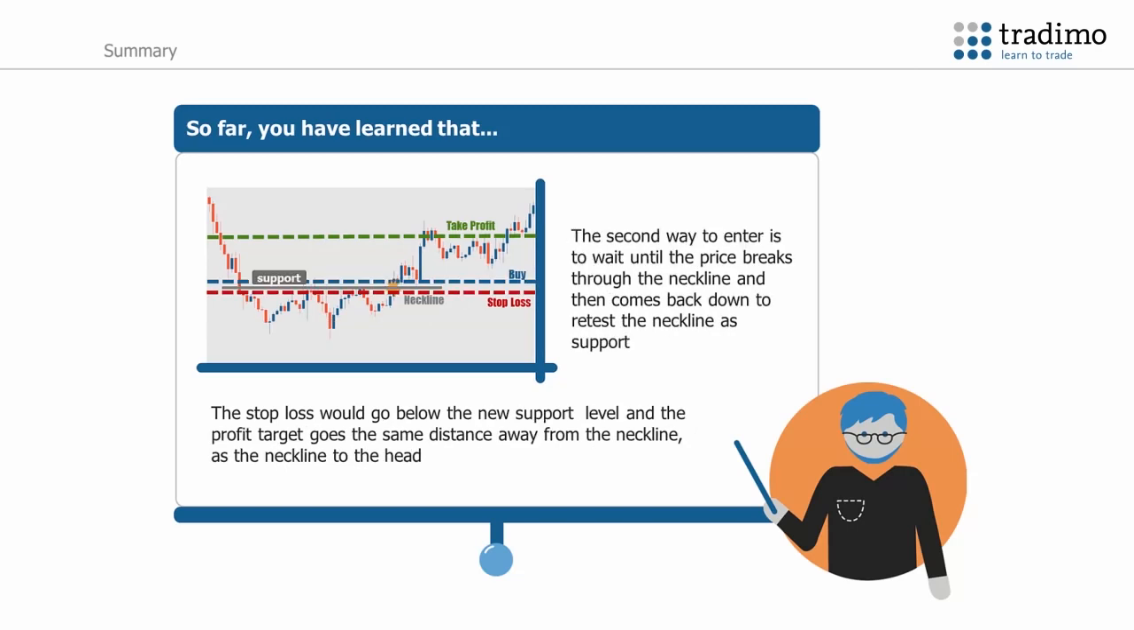The second way that you can enter is to wait until the price breaks through the neckline and then comes back down to retest the neckline as support. The stop loss would go below the new support level and the profit target goes the same distance away from the neckline as the neckline to the head.